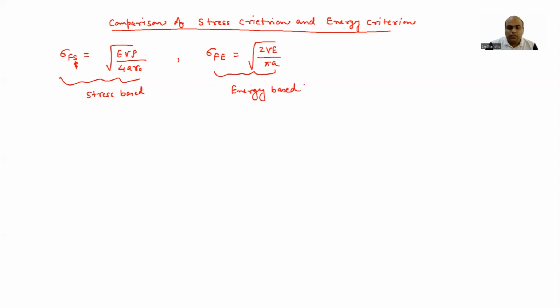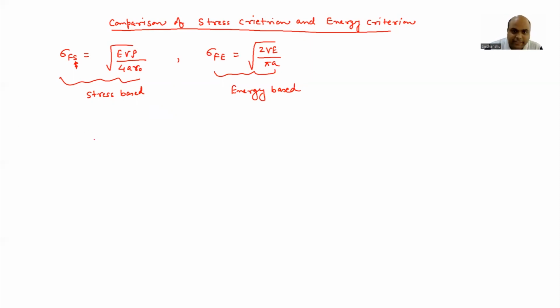Okay. So in the stress based, we have discussed if rho increases, sigma fs is going to be also higher. And in the second one, energy based, if A is higher, sigma fe is going to be lower. So based on these two formulas, you should be able to now know what is the relationship of stress with respect to the crack length and the crack shape. These two, you should be now clear.